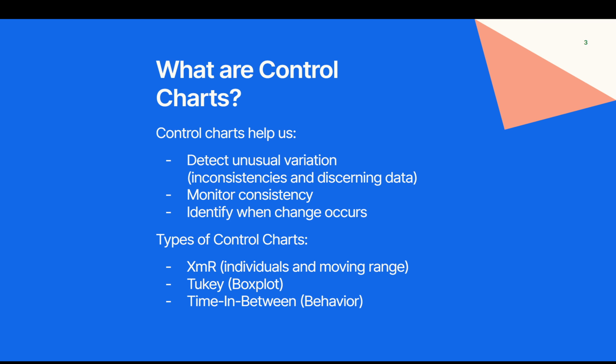What are control charts? Control charts help detect meaningful change from randomness, so each chart type gives us a different lens into the patient's stability or variability. They help detect unusual variations, monitor consistency, and identify when change occurs. There are 3 types of control charts that we'll specifically be using today. We have the XMR, which is an individuals and moving range based control chart. And we have a Tukey or a box plot. We also have the time in between chart, which is behavior based.